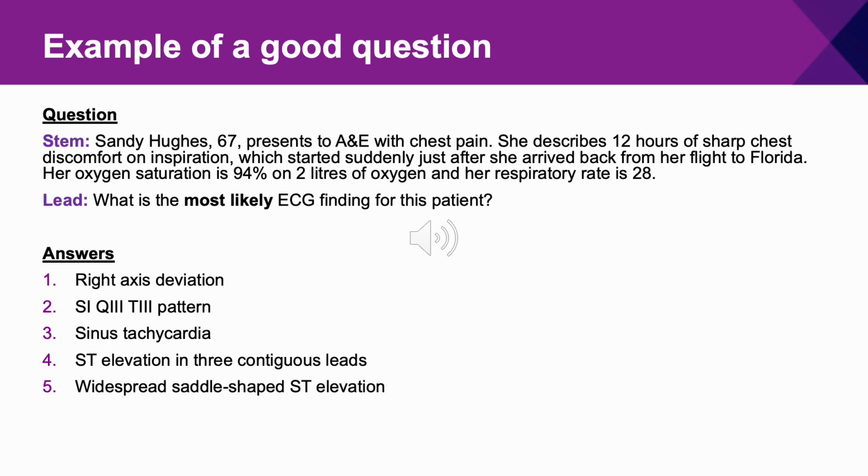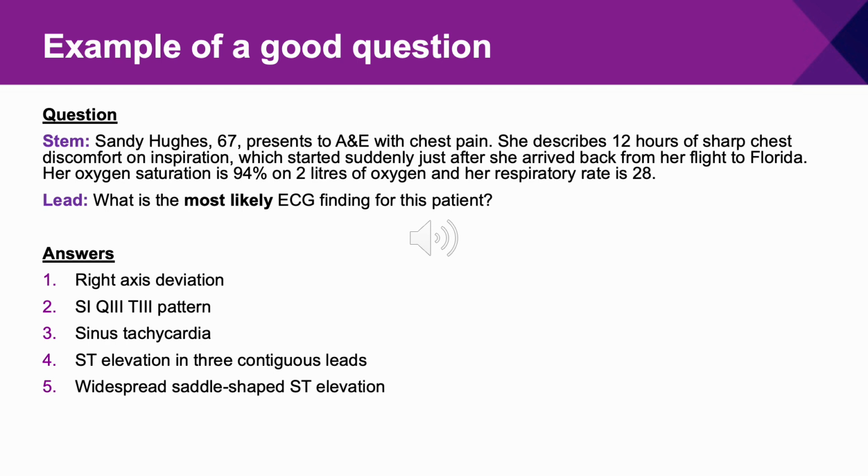This one is considered a good question. The question starts from the stem. Sandy Hughes, 76, presents to A&E with chest pain. She describes 12 hours of sharp chest discomfort on inspiration, which started suddenly just after she arrived back from her flight to Florida. Her oxygen sats are 94% on 2 liters of oxygen and her respiratory rate is 28. The lead: what is the most likely ECG finding for this patient?